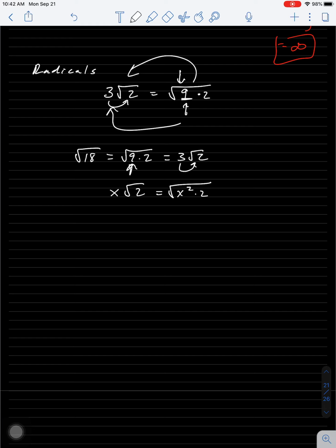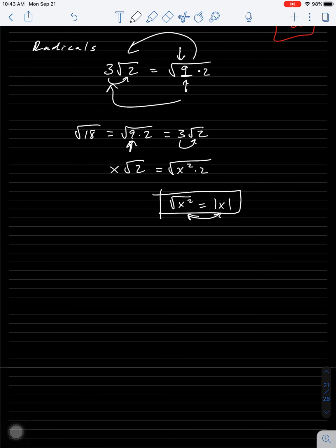The other thing that we have to acknowledge is that the square root of x squared is not just x, it's the absolute value of x. And the reason is that as we're pushing these in and out, we have to make sure they are positive, because you can't root a negative. So we're going to use this principle in a minute, and let's look at a problem.